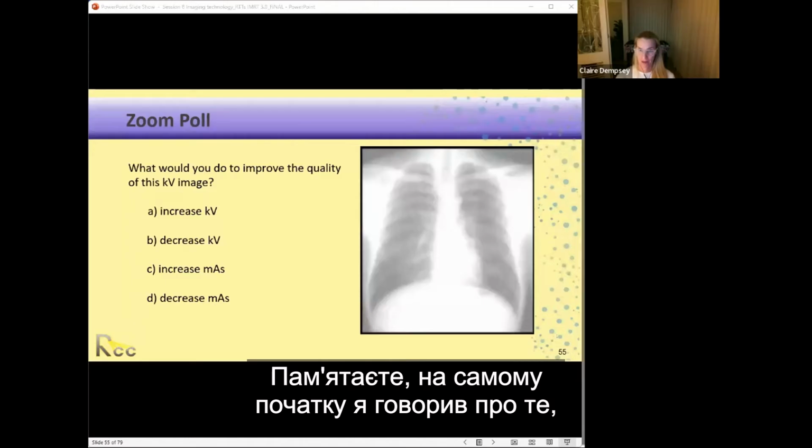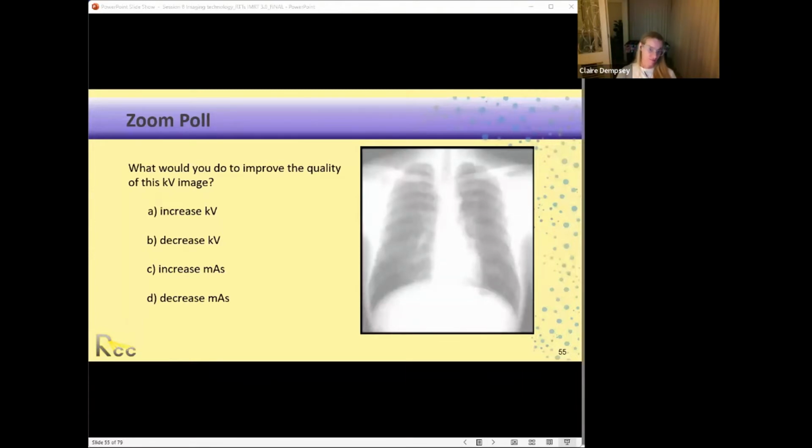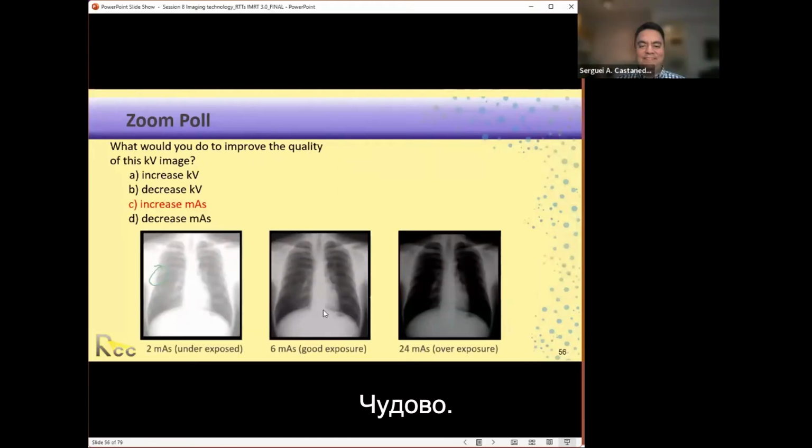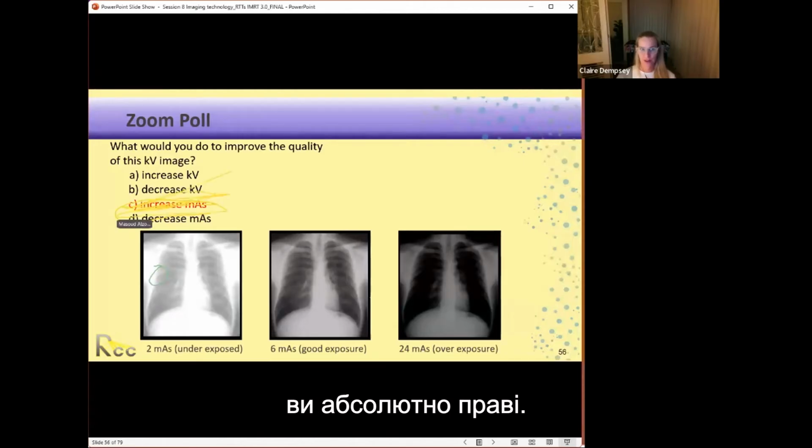So remembering the very beginning, I was talking about when you have more photons hitting your imaging plate, the image is darker. Maybe that's a little bit of a hint, maybe too much of a hint. We're finished? Yeah. Oh, people are still typing. Perfect. Okay, so all of you legends that said you would increase the MAS, you're totally right. Well done. Oh, someone's scribbling on it. Oh, hang on.